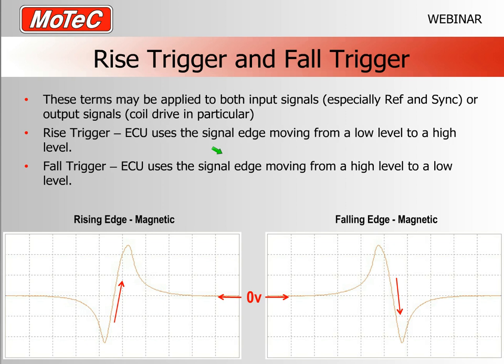Falling trigger is obviously the opposite of that. So we have 0 volts, we see a high voltage being generated, and then this voltage quickly passes through 0 volts and down into a negative voltage, and that's a falling edge there. And once again, this is the critical point, for example, for ignition timing. So this is what we would call a falling edge trigger. And again, these need to be selected correctly, or else you'll have ignition timing errors amongst other things.